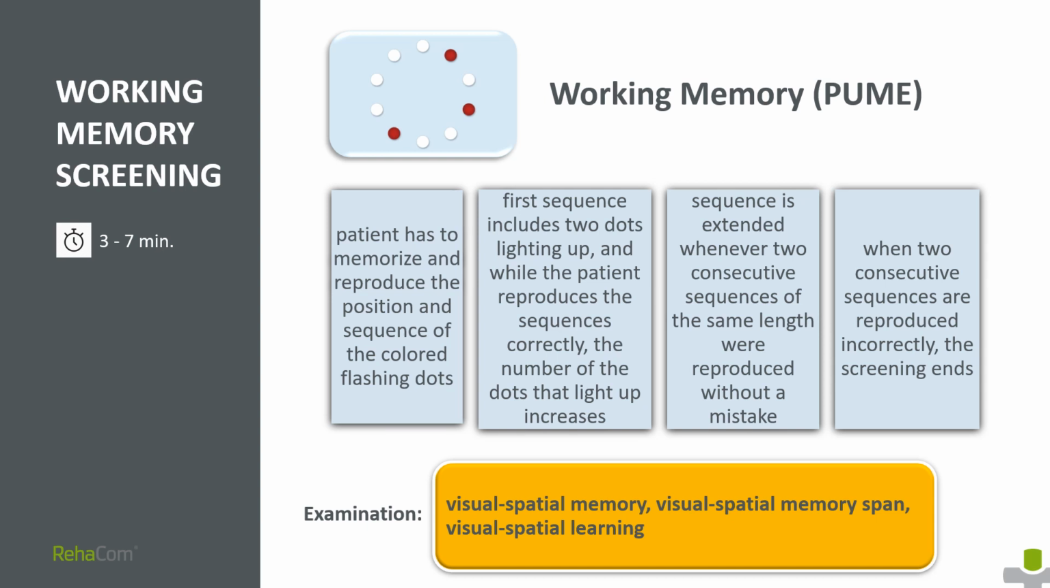In the working memory screening module, one memory span Z value is calculated. Similar to the Corsi block tapping, the visual spatial memory span is measured by the maximum length of the memorized dot patterns that can be reproduced immediately without errors. RehaCom's training module, working memory, in this case it has the same name, and the memory strategy training module are good training options.